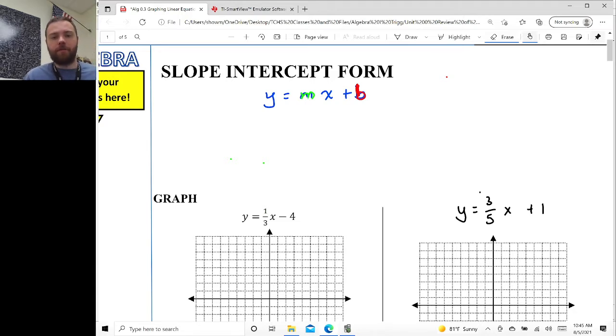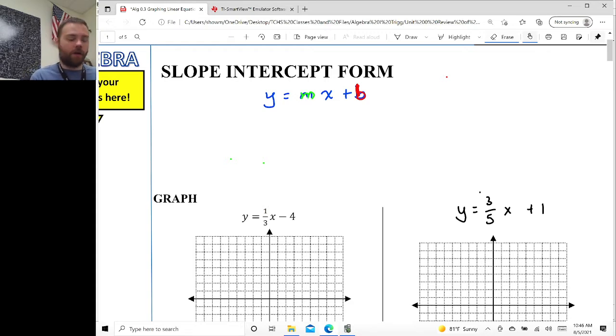So this is called slope-intercept form. Whenever you see the equation of the form y equals mx plus b, this is a slope-intercept form. And what's nice about these is that they're easy to graph, okay? So down here you'll see a few examples of some slope-intercept forms. This is the general form, okay?